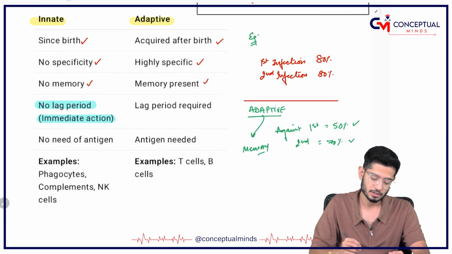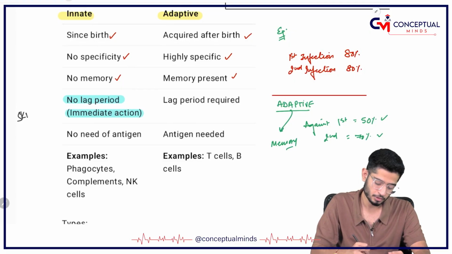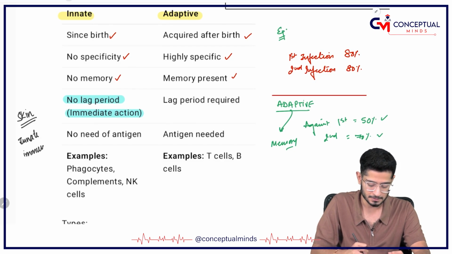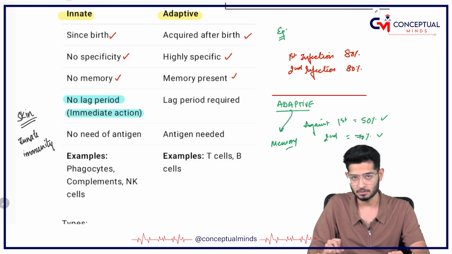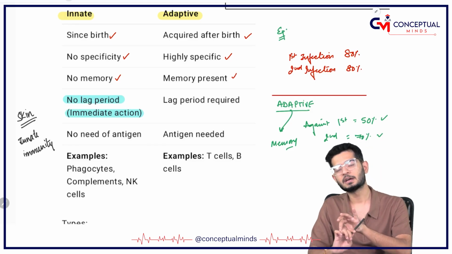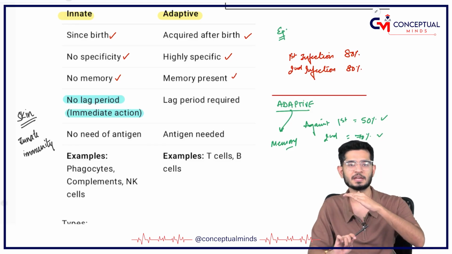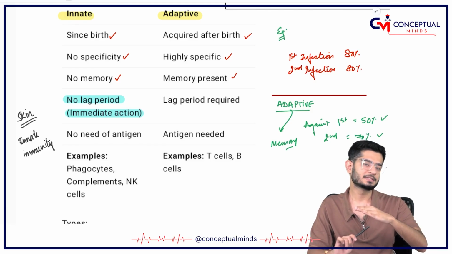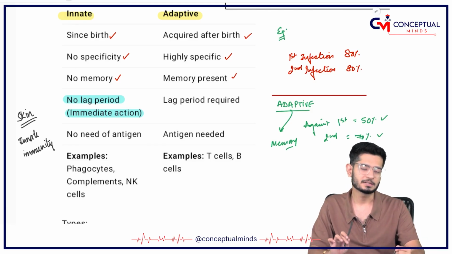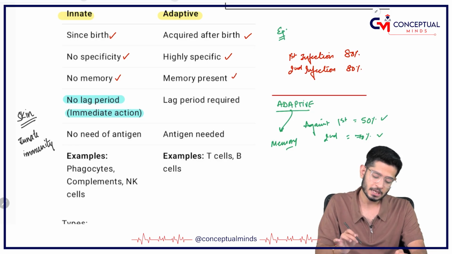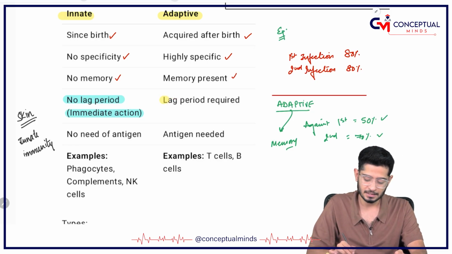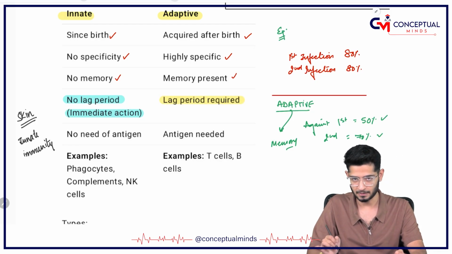Now innate immunity has no lag period, it is the immediate action. If I give you an example, your skin is an example of innate immunity. That's a barrier actually. As soon as any bacteria or virus comes, the skin is something that is not going to let it inside. So it has immediate action, whereas in adaptive immunity there is a lag period.